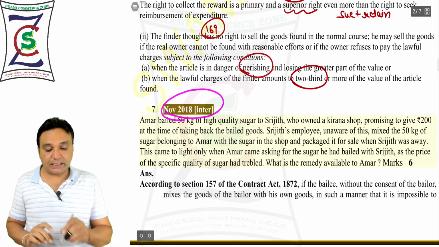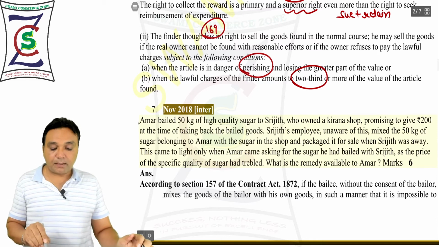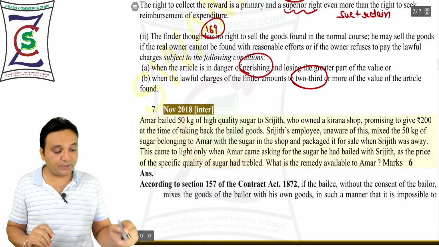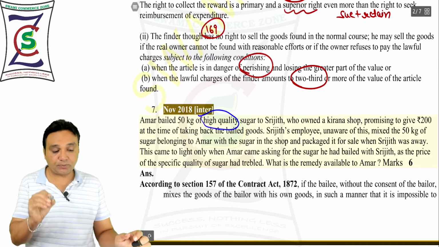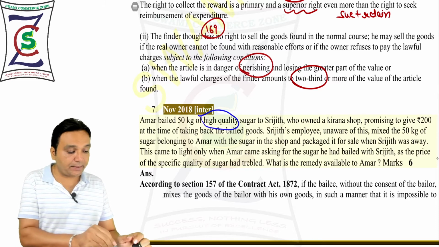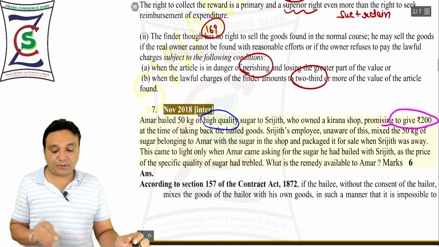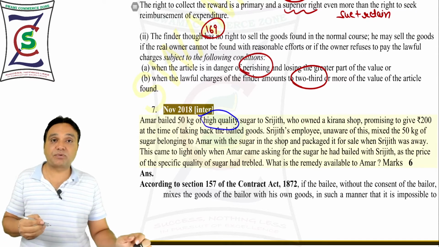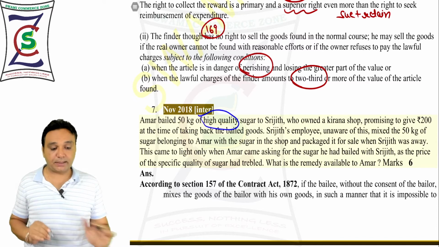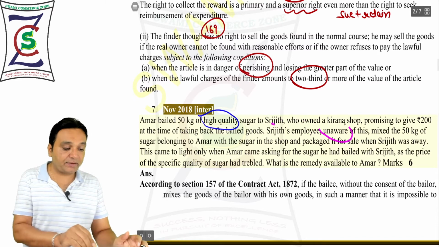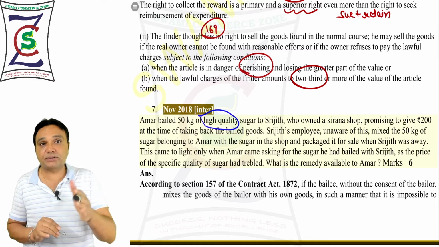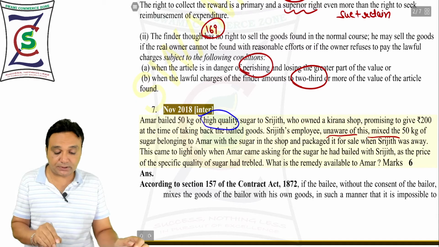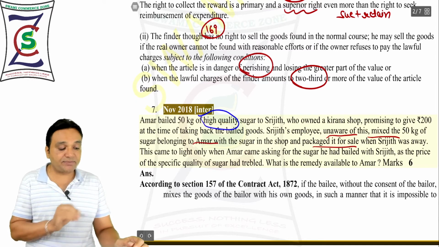Again, November 2018 question. Amar bailed 50 kg of high quality sugar to Srijit. So here the word is his sugar is of high quality. Now what happened? Srijit is running a kirana shop and he promises to give rupees 200 at the time of taking back the goods bailed, because he has given his sugar to someone else for taking care of. He is gonna pay you 200. Now Srijit's employee is unaware of this, that this sugar belongs to someone else. So what he did? He mixed this high quality sugar with the sugar of Amar and packaged it for sale.